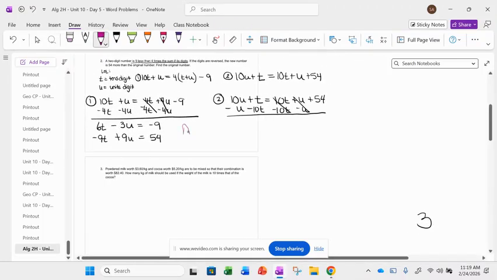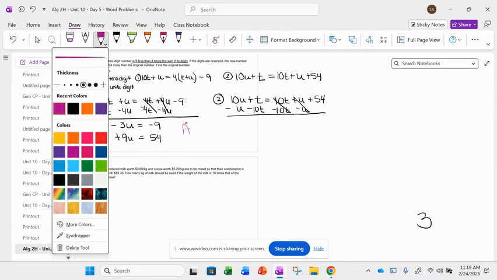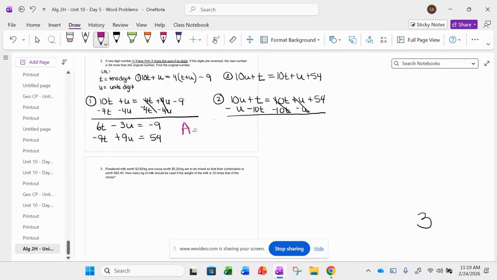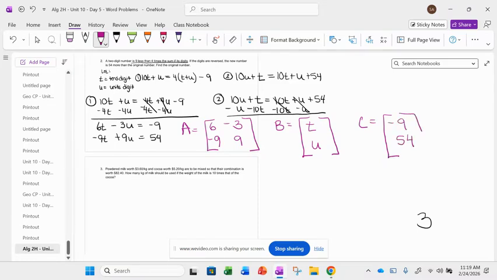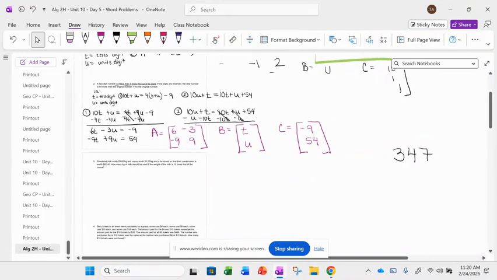So we're going to say matrix A is our coefficient matrix. So I have 6, negative 3, negative 9, 9. Matrix B is our variable matrix, which is TU. And matrix C is our constants, which is negative 9 and 54. So now you're showing me on the test that you know what each matrix has to be. What's the last thing you have to show me before the solution?